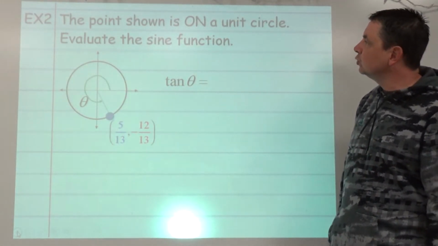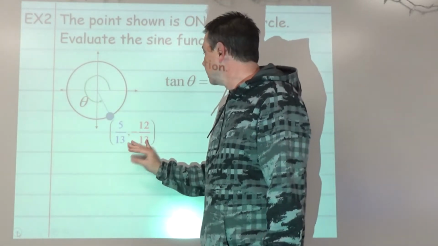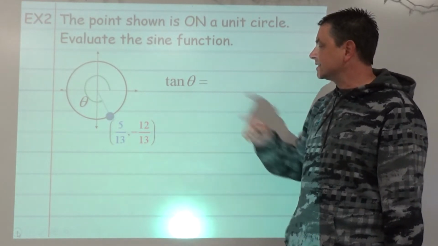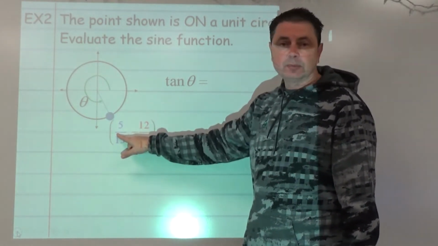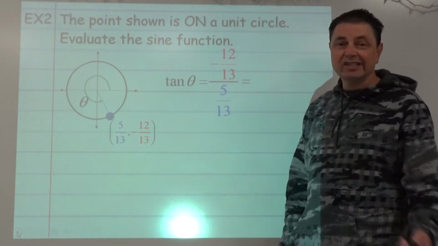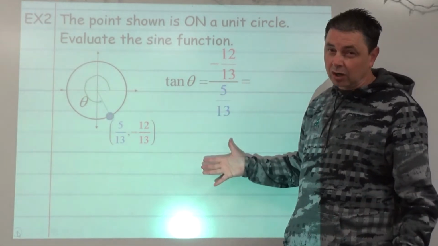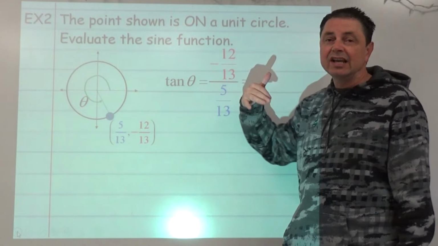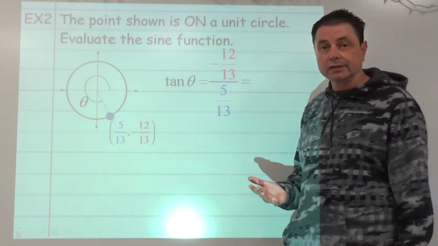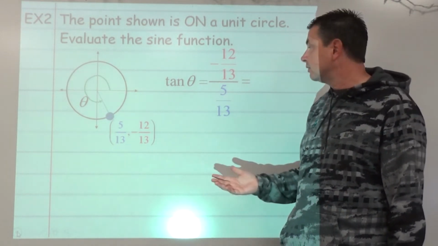Example number 2, we've got a point shown on the unit circle. Got the coordinates. What is the tangent of theta? The tangent of theta is the y divided by the x. We're going to need to simplify it. This is what's known as a complex fraction. Not because it's complex or complicated, but just because it has fractions within the numerator and or denominator. This one's actually a very easy one to simplify.